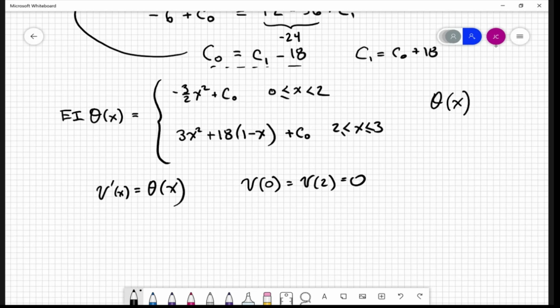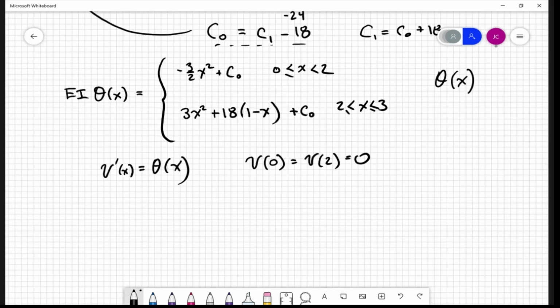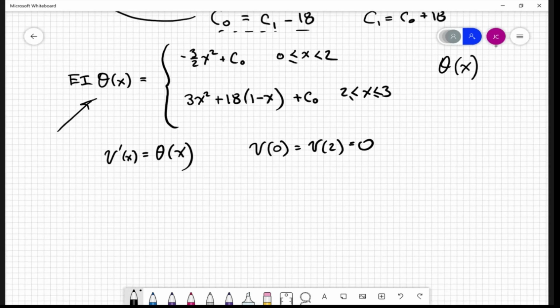Because they're pinned, I'm going to have two conditions here that are going to allow me to solve for the two integration constants, all right? So if we integrate this function again, I'm going to get EI times V of x, and that is going to equal the following.